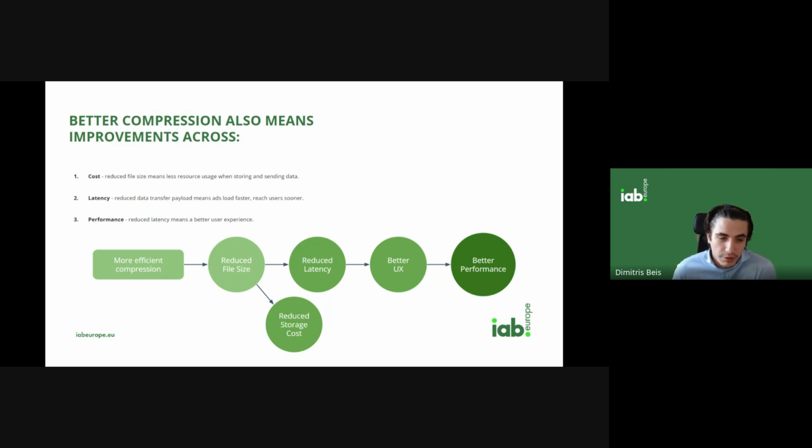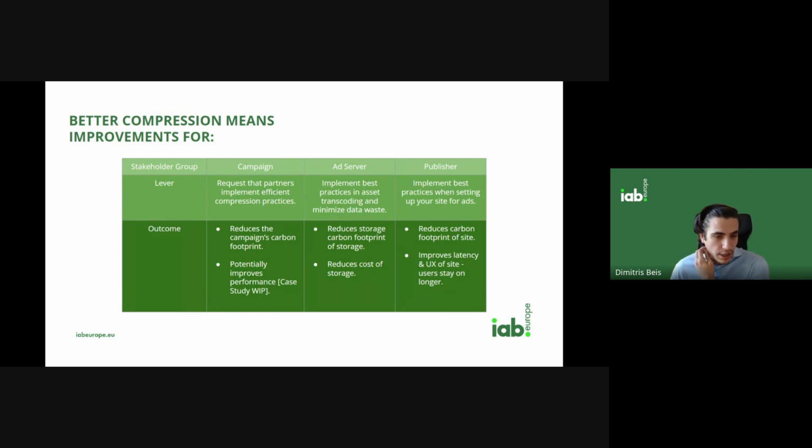Now, there's been a lot of research in this particular area. We can identify some hypotheses for the impact of better compression for different stakeholder groups. First of all, in terms of a campaign, the lever of action here would be to request that your partners implement efficient compression. From a campaign perspective, you don't necessarily have that much agency over the compression of the assets that are delivered to the user. And the potential outcomes here would be to reduce the footprint of the campaign and potentially improve performance. We're doing some case studies in particular on that point.